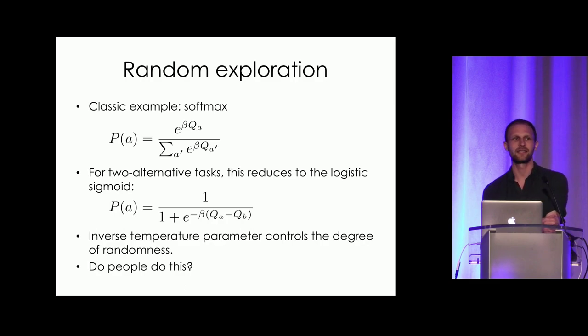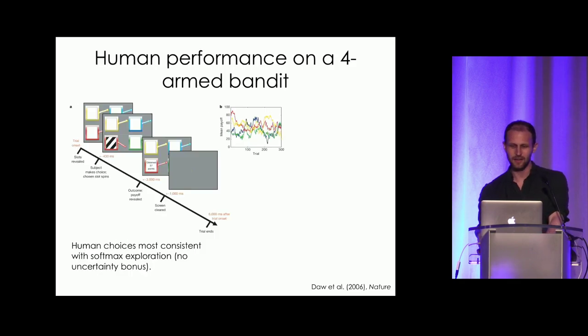And we'll come back to this idea of sigmoidal choice policies. All right, so the first obvious question is, do people do something like this? There was an influential paper by Nathaniel Daw, published in 2006, which studied this question both behaviorally and neurally. He had people do this four-armed bandit in the scanner, and the values of these arms were drifting slowly over time, so people had to be continuously learning. He found that humans' choices were most consistent with this softmax exploration. He did not find evidence for an uncertainty bonus.